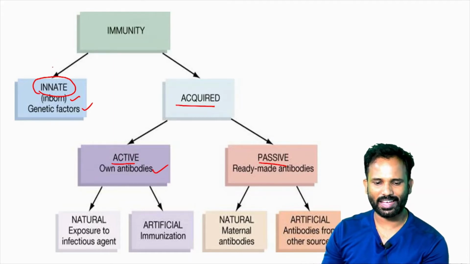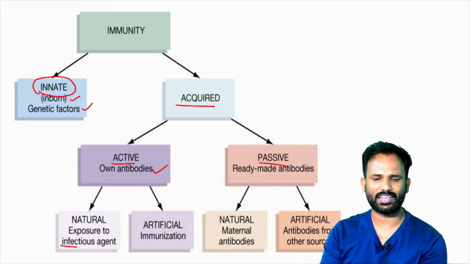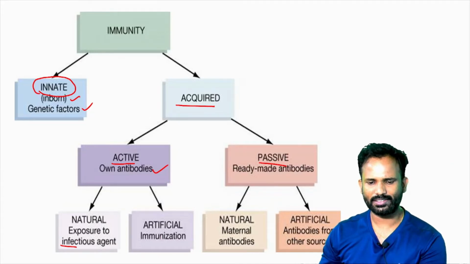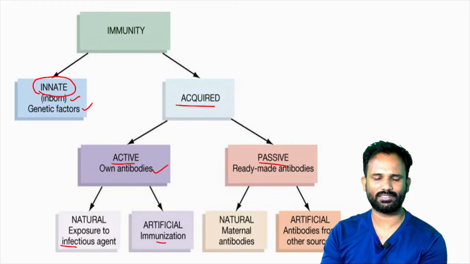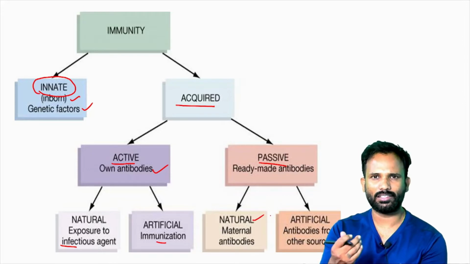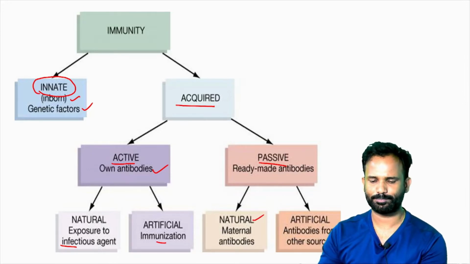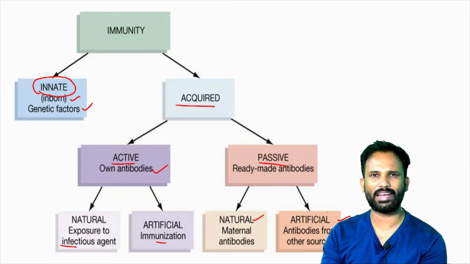Coming to the active, like a natural infection, that is natural active. Whereas artificial induction by vaccines. Then passive, natural from maternal, either through placenta or from the breast milk, or artificial by directly giving the immunoglobulin like anti-D immunoglobulin.